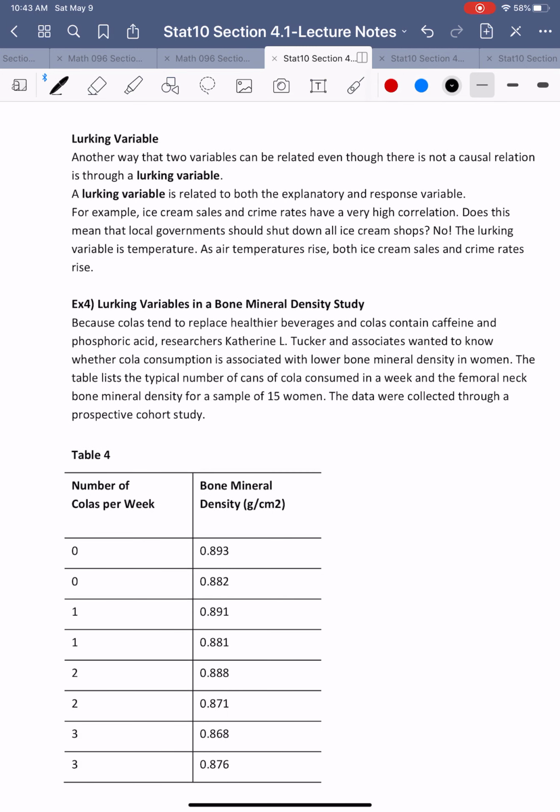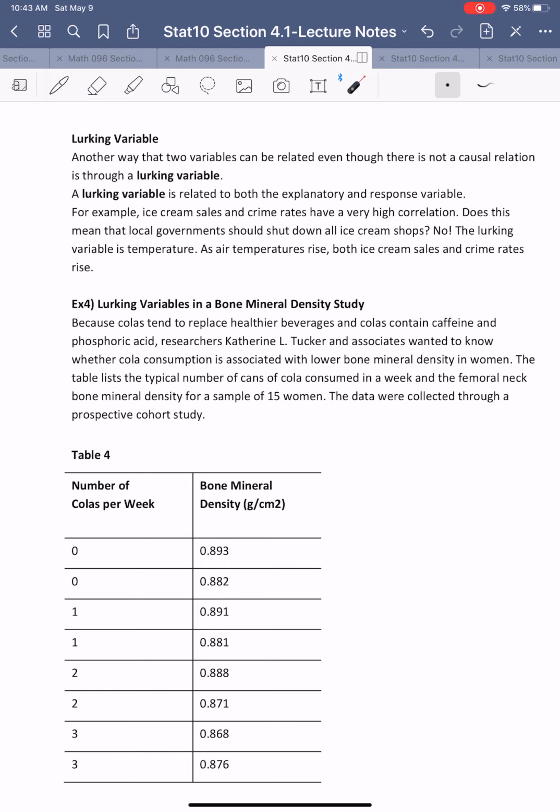All right, the lurking variable. Another way that two variables can be related, even though there is no causal relation, is through the lurking variable. A lurking variable is related to both the explanatory and response variable. For example, ice cream sales and crime rate have a very high correlation. Does this mean that the local government should shut down all the ice cream shops? No. The lurking variable is temperature. As air temperature rises, both ice cream sales and the crime rate rise. So temperature, we call that a lurking variable.